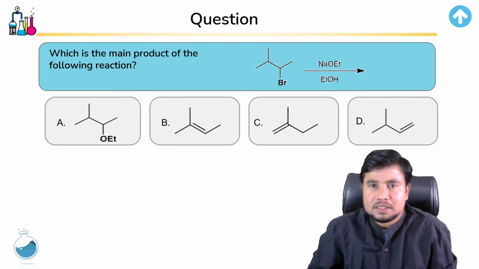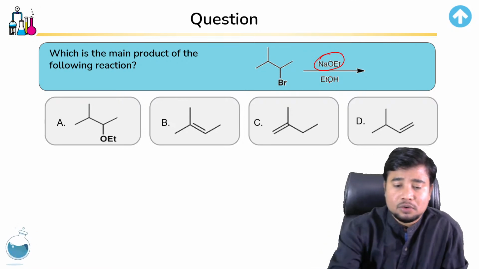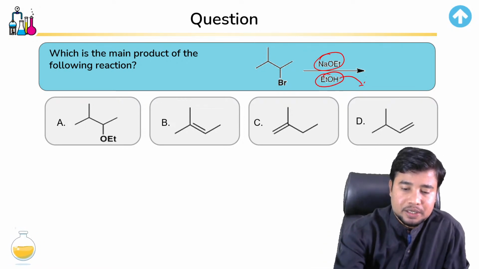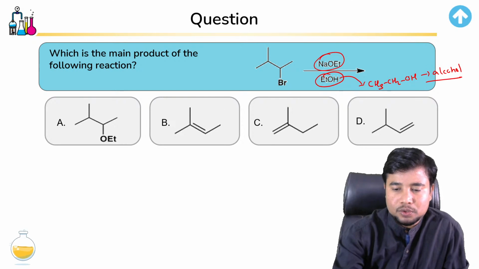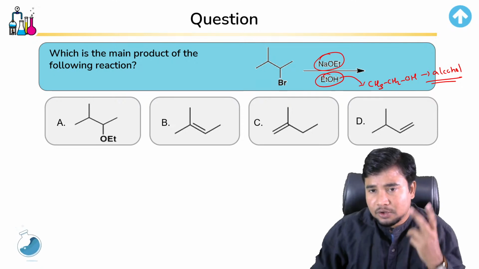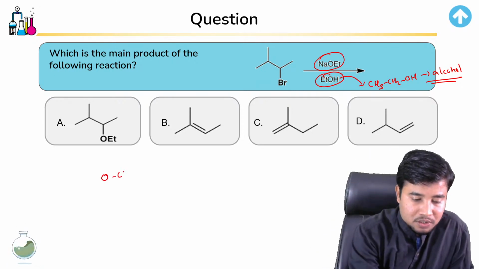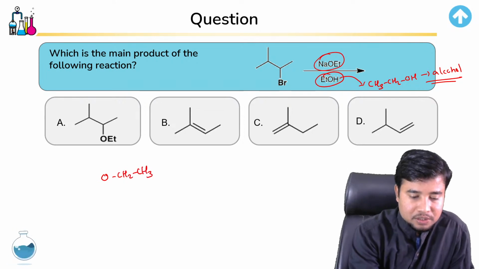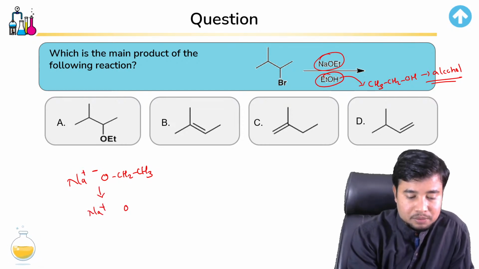Two possibilities seem to be there. First, what does this NaOEt represent? In the presence of EtOH, that is ethanol, CH3CH2OH, it is an alcohol, and I have already told you, in the presence of an alcohol, the action of a base dominates. Ultimately we have OCH2CH3 minus. This is what is called NaOEt, so it gets split into Na plus and OEt minus.